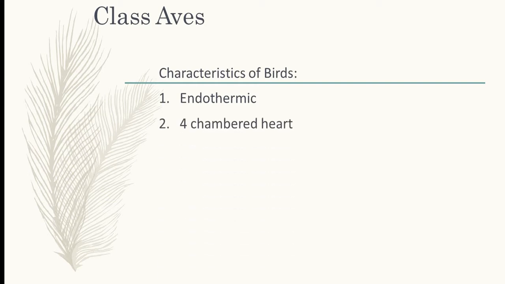Sort of like us. They have a four-chambered heart, also sort of like us. They have a toothless bill. There are some exceptions to this. There are some birds out there who do have ridges. Even ducks have sort of ridges on their bills. And there are some that have what appear to be actual teeth, but they're unusual, out of the ordinary.